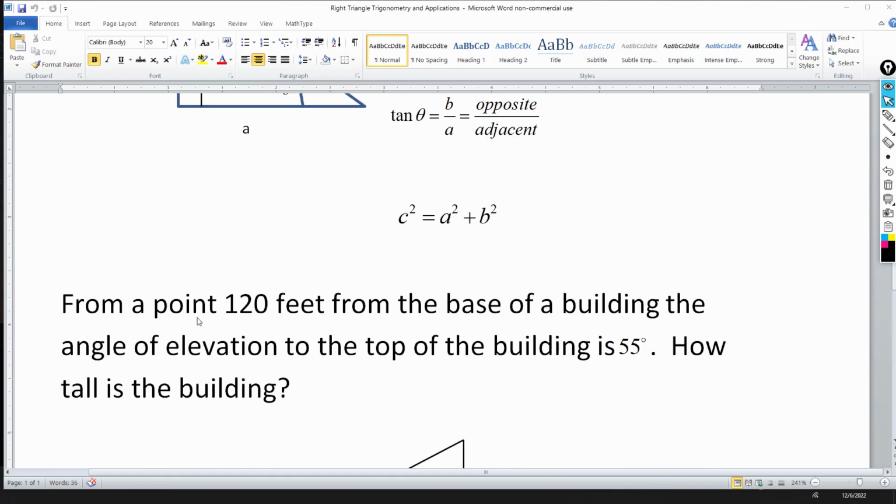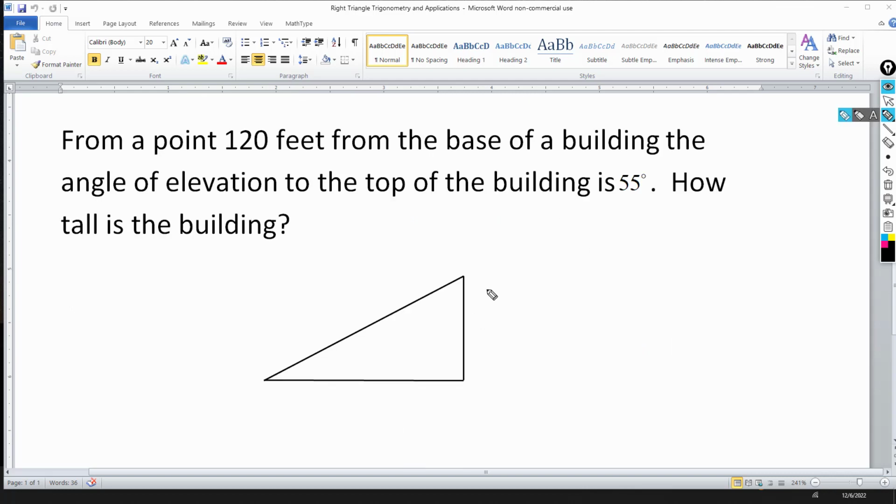From a point 120 feet from the base of a building, the angle of elevation to the top of the building is 55 degrees. How tall is the building? So let's say this is the height of the building. Let's call that x. And this point over here, say, is 120 feet from the base of the building. That's right here. And this angle of elevation with the horizontal to the top of the building is 55 degrees.